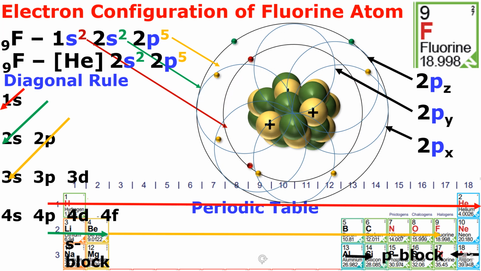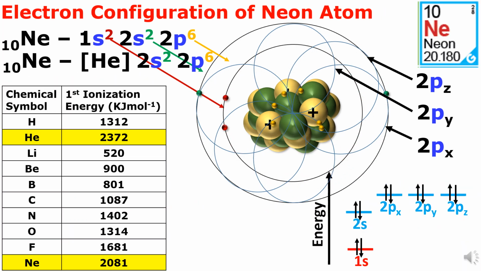For fluorine, the electron configuration is 1s2, 2s2, 2p5. For neon, the electron configuration is 1s2, 2s2, 2p6. Neon has fully filled 2p orbitals, and it is a very stable electron configuration. That is why noble gases in group 18 consistently exhibit the highest first ionization energies within their respective periods on the periodic table.